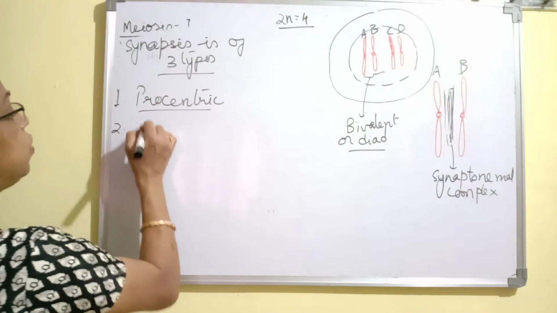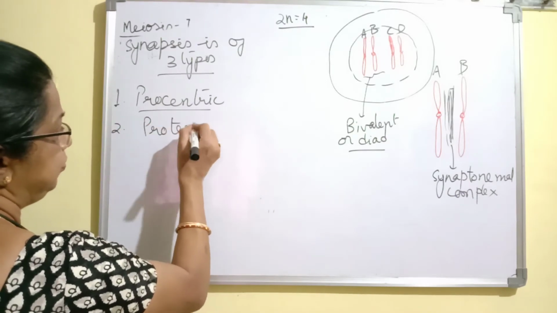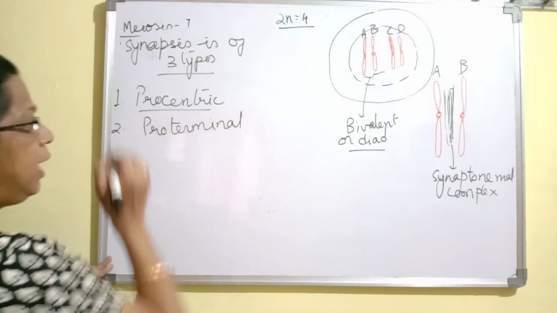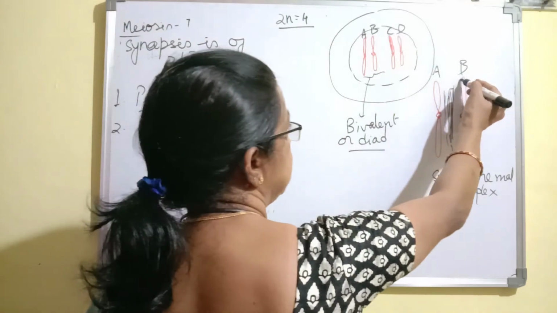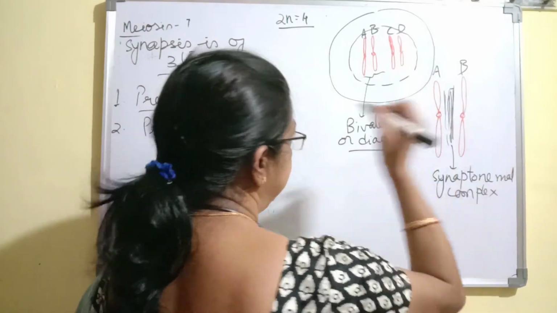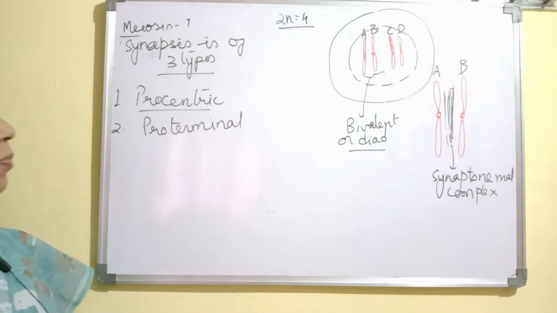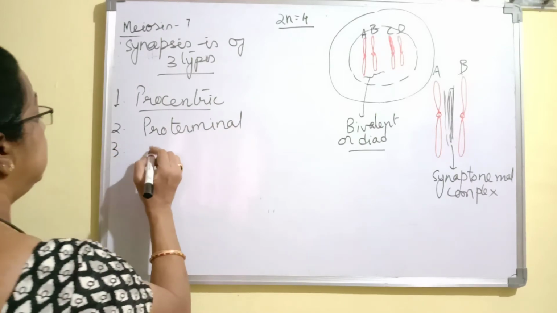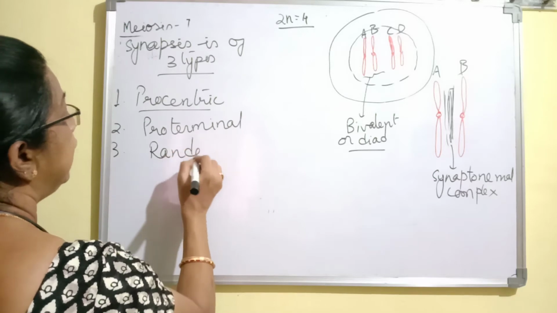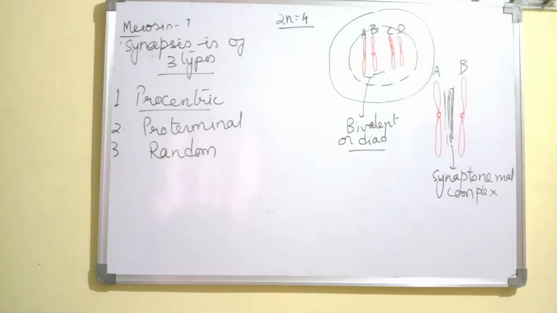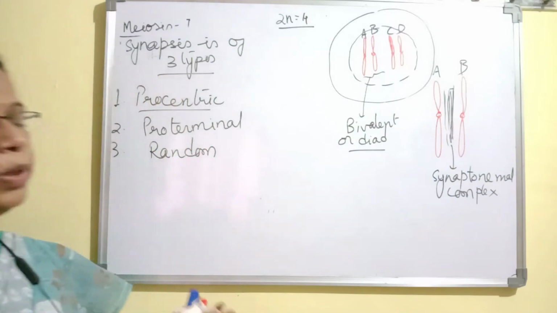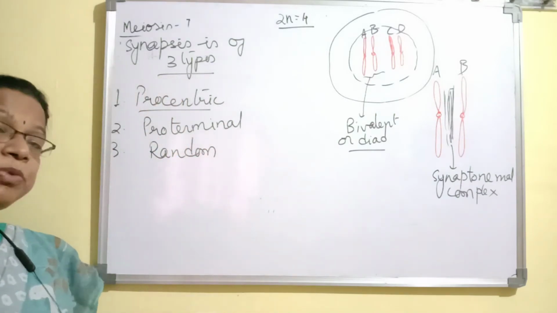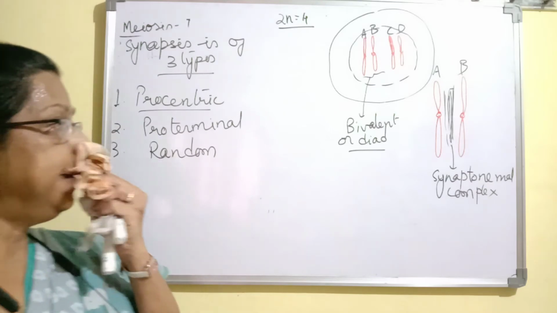The second type is called proterminal. That means synapsis starts from one end and moves towards the other end. The third type is called random. In random, synapsis can occur from any point all over the length. From any point when synapsis occurs, it is called random synapsis.